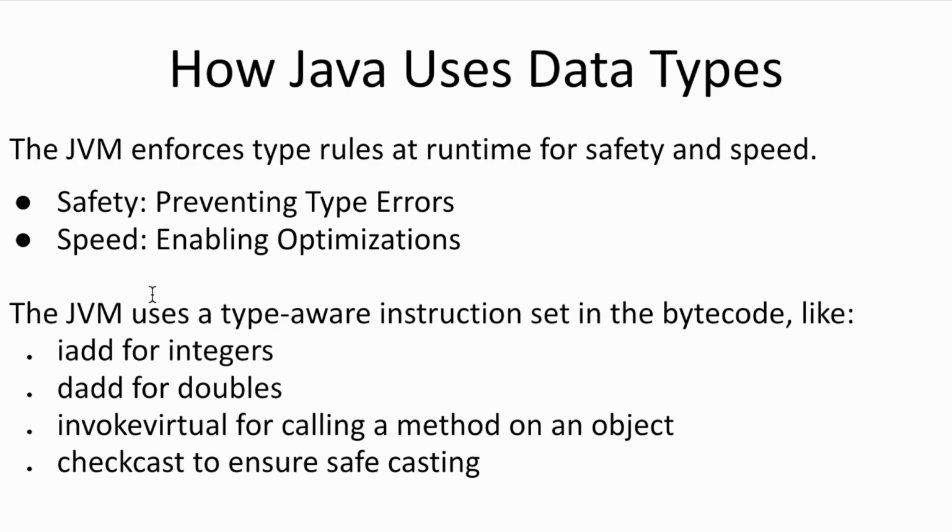Behind the scenes, the JVM uses a type-aware instruction set in the bytecode, like this, with different instructions for different data types. These are not generic operations, they are typed operations, and the JVM will throw an error if the types don't match. This gives the JVM huge performance advantages. It doesn't need to guess or check types at runtime, but in dynamic languages like Python, PHP or JavaScript, the types are decided on the fly. This adds flexibility but comes at the cost of speed, memory, and sometimes safety.